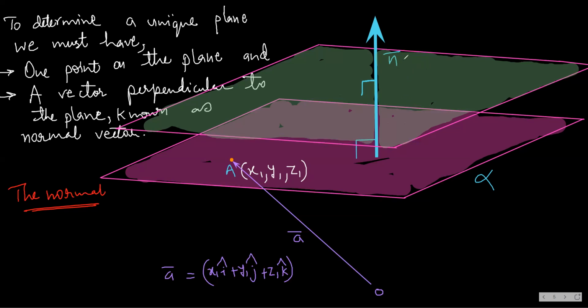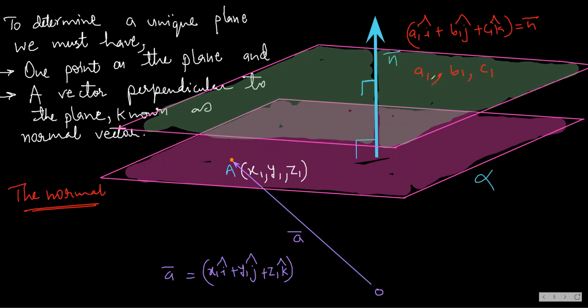Suppose they give me a1 i cap plus b1 j cap plus c1 k cap, a vector which is perpendicular to the required plane. This is one way we can be given the n bar. Or they might simply give us a1, b1, c1, which are the DRs of the normal vector. Once we are given the DRs of the normal vector, once again we can find the normal vector.